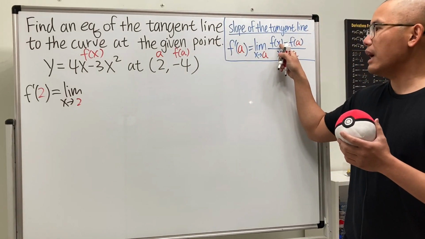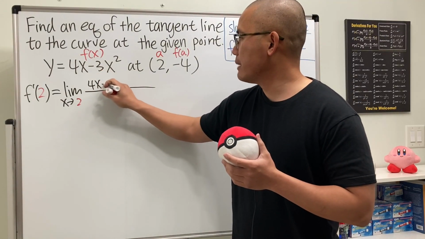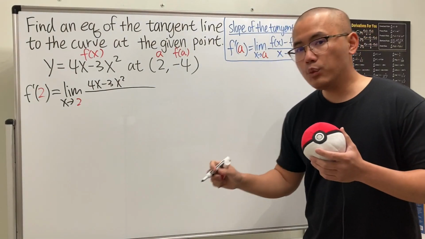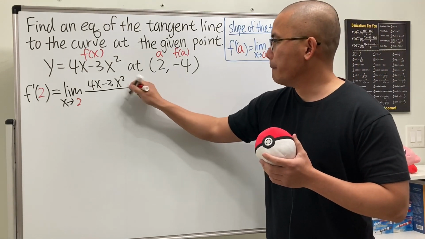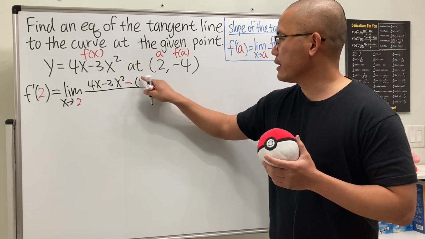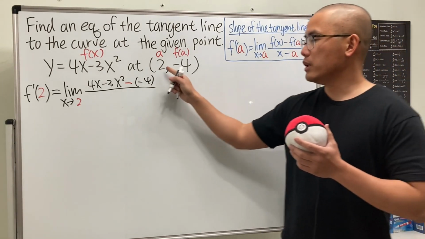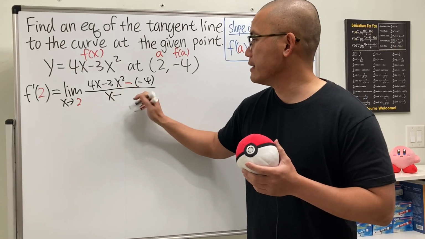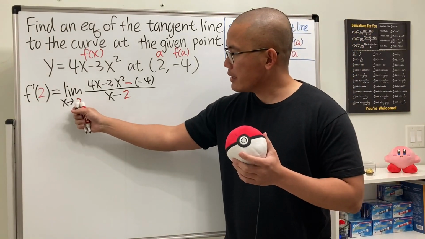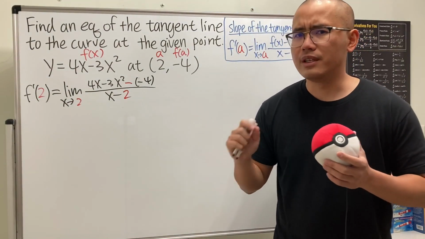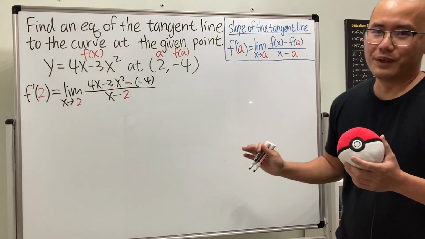And then we will have to have f of x, which is that. So let me write that down. We have 4x minus 3x squared. And then we will have to minus f of a. F of a is negative 4. So we minus negative 4, like this. And then on the bottom, we have x minus a. So in this case, it will just be x minus the a value, which is 2. So that's the setup. And let me tell you, if you plug in 2 into all the x's, you are guaranteed to get 0 over 0 because that's how this is set up. You always get 0 over 0 for this.